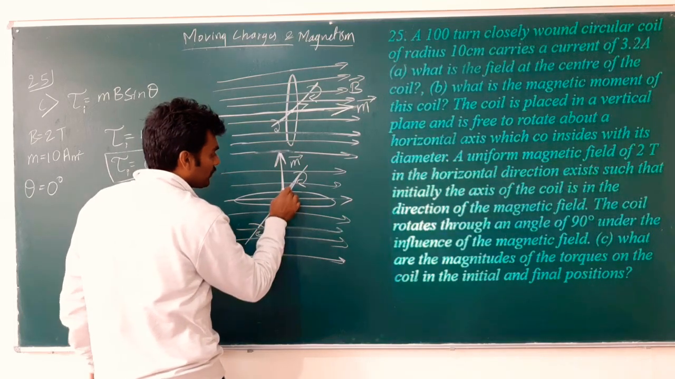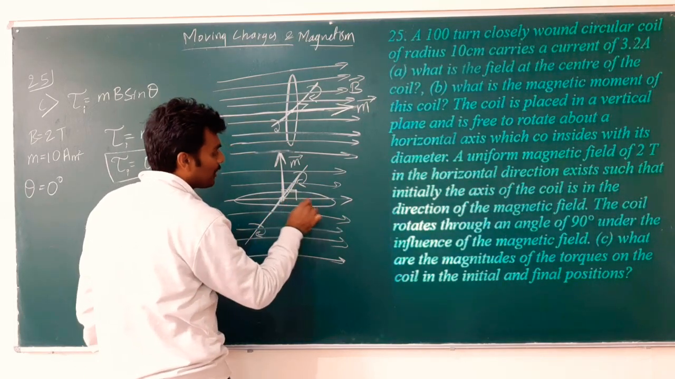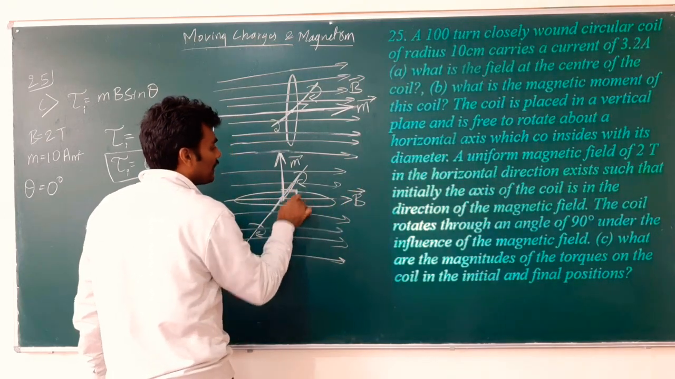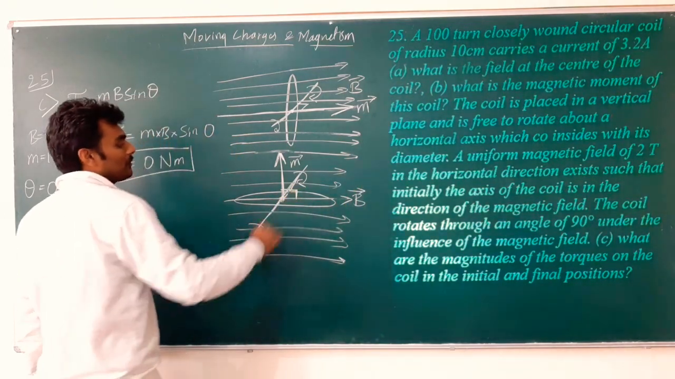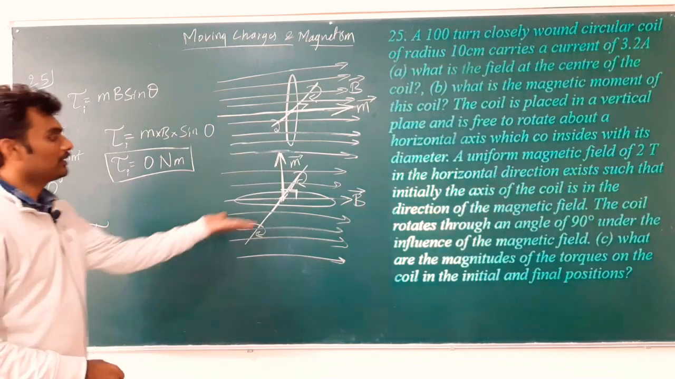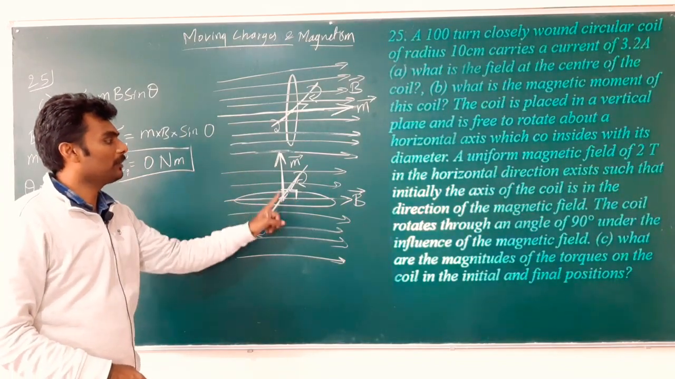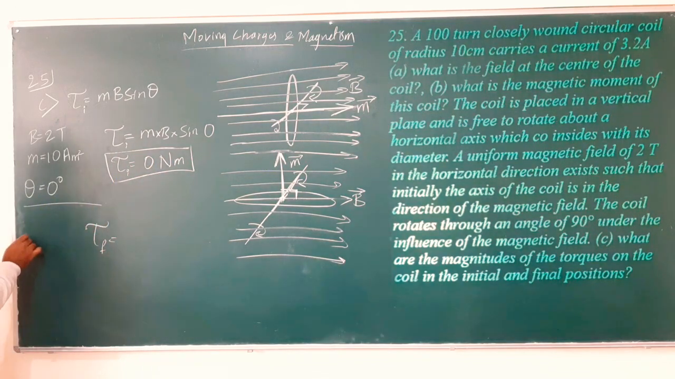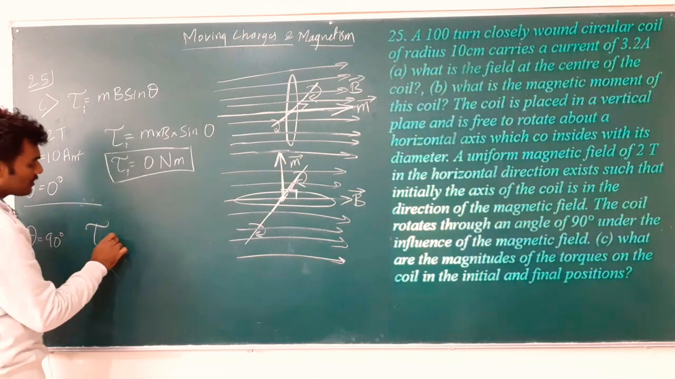So this will be the direction of magnetic dipole moment m, upwards like this. And you can observe that the magnetic dipole moment m and the external magnetic field B have an angle of 90 degree between them, isn't it? The plane is like this, hence m is like this, B is like this, and the angle between them is 90 degree. So for the final situation, theta is 90 degree, and the rest of the terms follow as such.